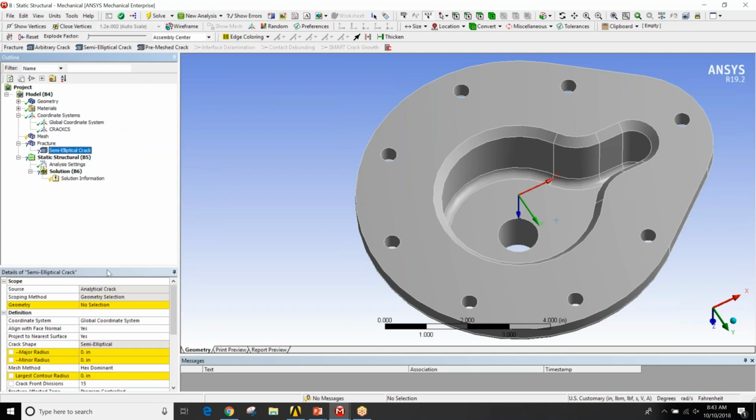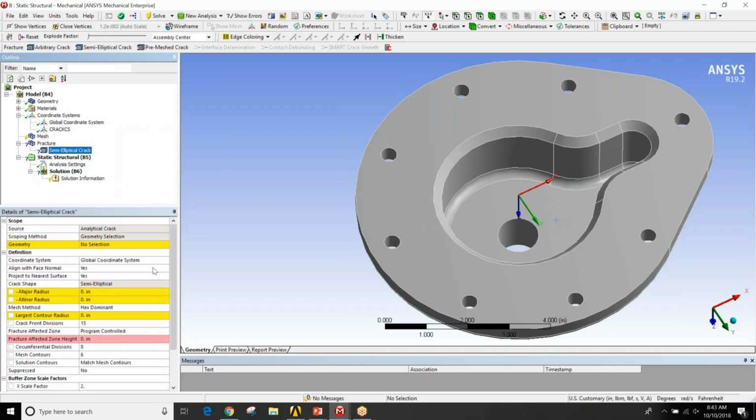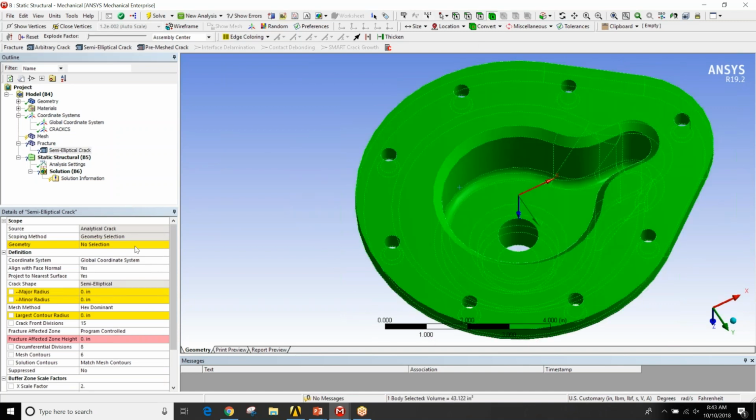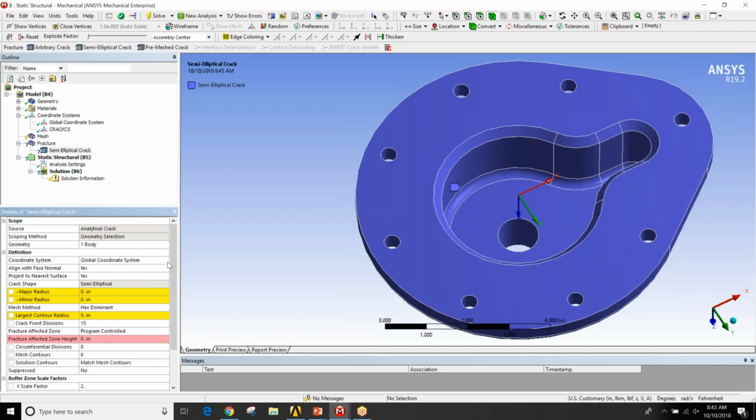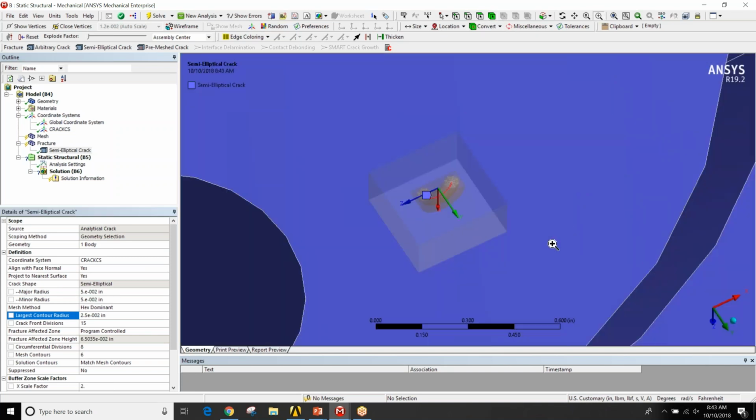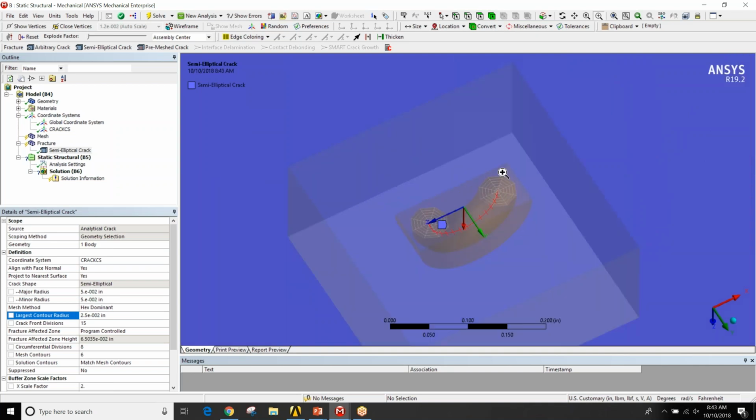Let me show you the semi-elliptical crack option. As soon as I click on semi-elliptical, in the lower left-hand corner it says, okay, you need to tell me how you do this. So I want this crack in this part over here, and I would like to use the crack coordinate system, and I'm going to use 50 thousandths of an inch for the major radius, 50 thousandths of an inch for the minor radius, and 25 thousandths of an inch. And right away, by just putting those three numbers, ANSYS implemented a crack over here.